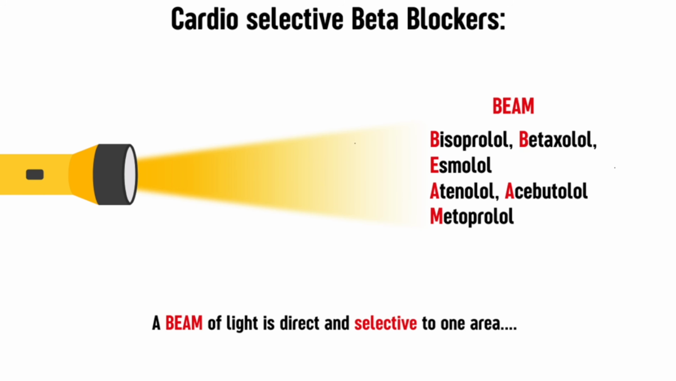So you don't even need to remember all of the specific names. Just remember a beam of light is direct or selective light, meaning if a beta blocker in the question starts with a B, E, A, or M, it's cardioselective.